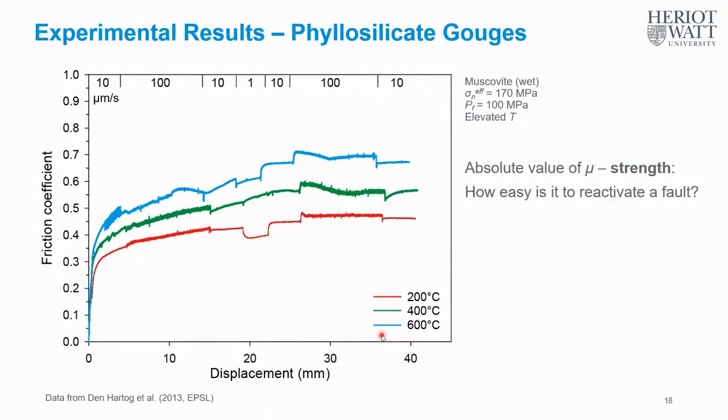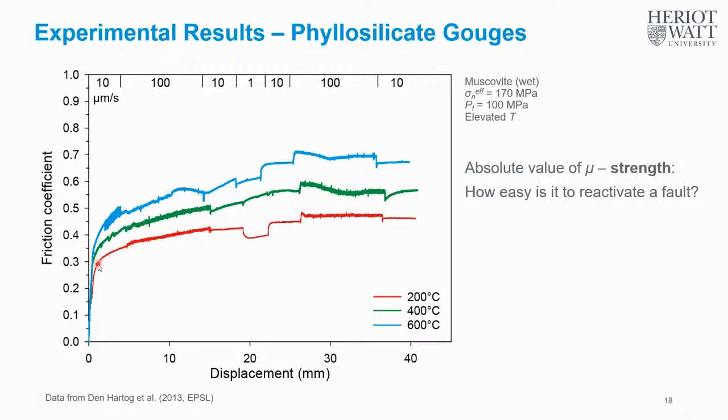This figure shows some typical data produced by shear experiments. This is a graph of the friction coefficient versus the shear displacement. This is data for a phyllosilicate, muscovite, deformed under wet conditions at 3 different temperatures.